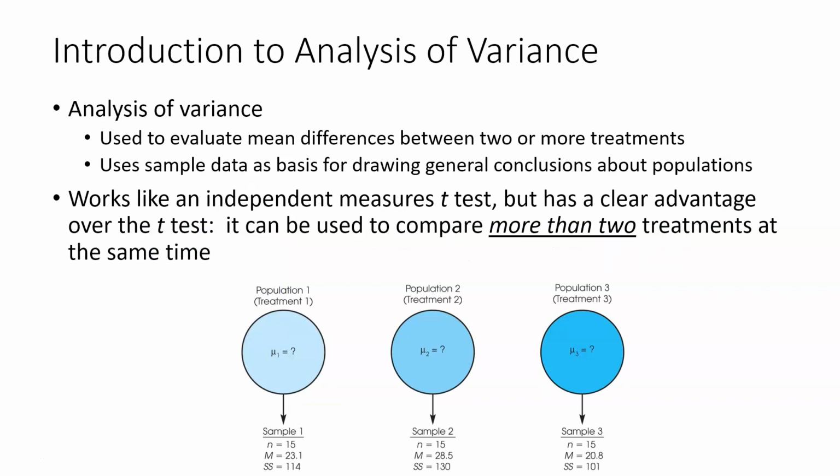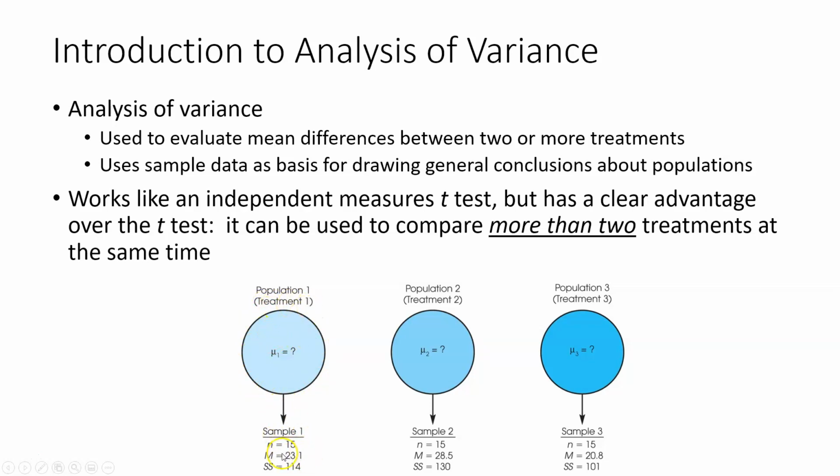So here's an introduction to the analysis of variance, the ANOVA. The analysis of variance is used to evaluate mean differences between two or more treatments. It uses sample data as a basis for drawing general conclusions about populations. So you can imagine here that we have a population with an unknown mean, from which we draw a sample, and we give it treatment 1.